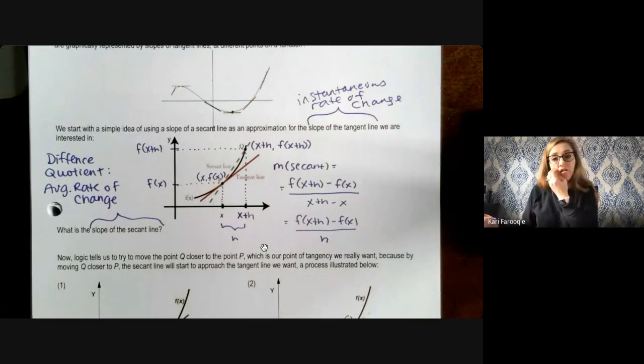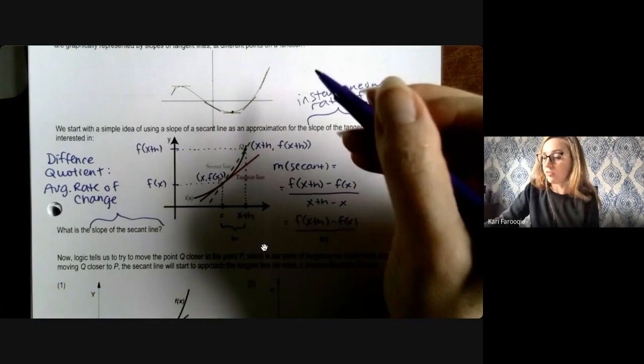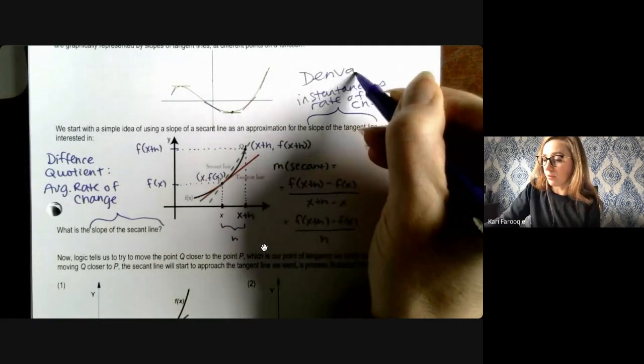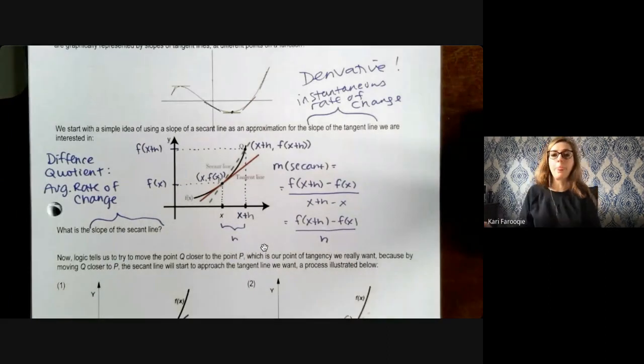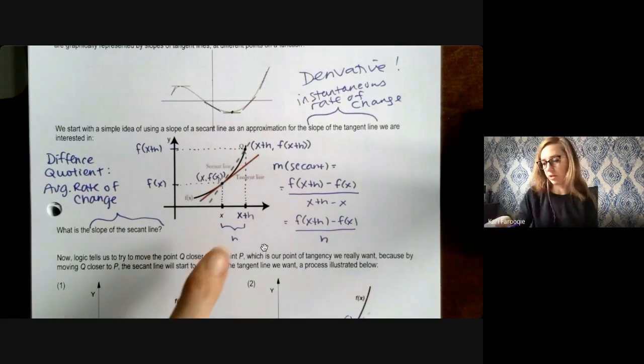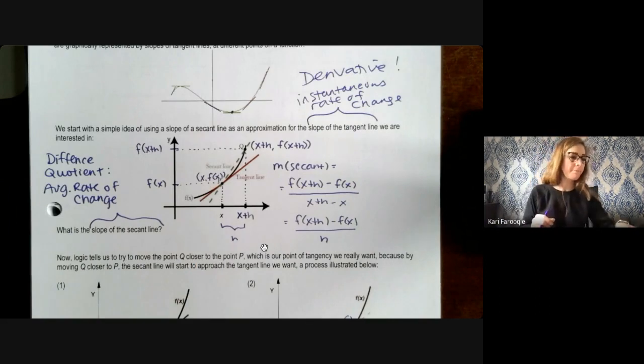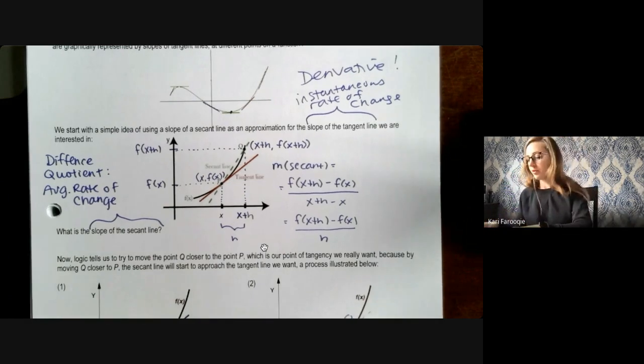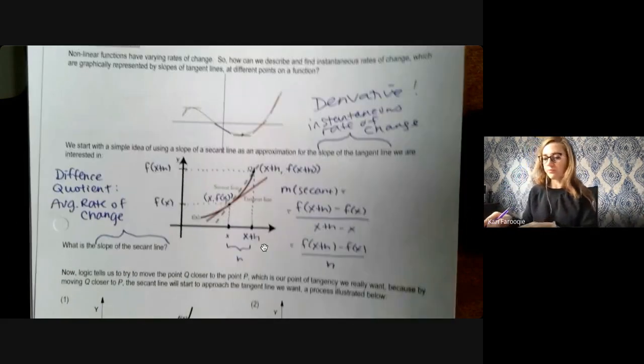And the instantaneous rate of change is how we would discuss the derivative. So at that moment, how quickly is the value of the function changing? Is the instantaneous rate of change. It's not going to look at 2 points, it's going to look at 1 point. So very, very cool stuff.